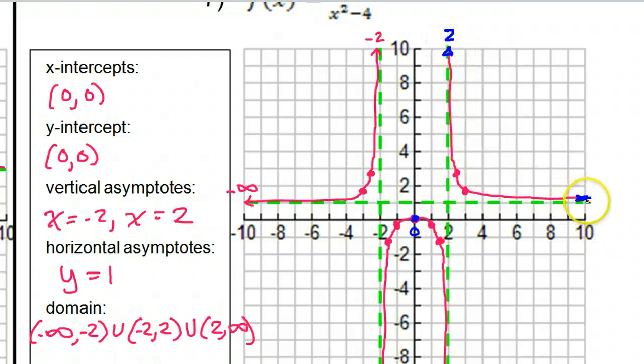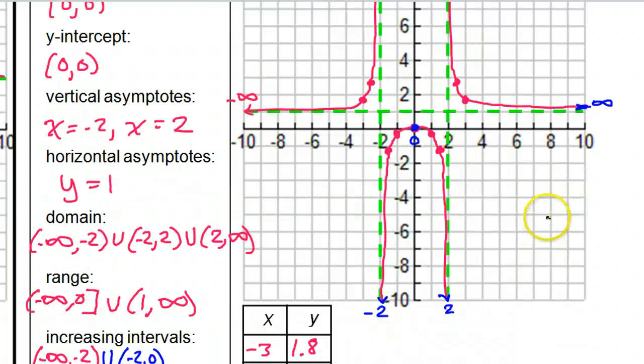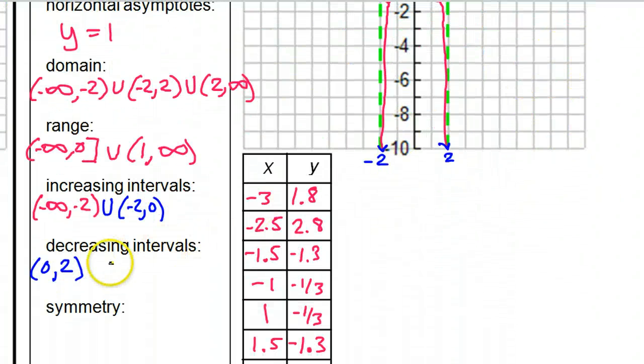The x value of this position, don't say 10, this is an arrow. So the x value of this position is positive infinity. So from 2 to positive infinity, the graph was decreasing. Okay, so that's another decreasing interval from 2 to infinity.